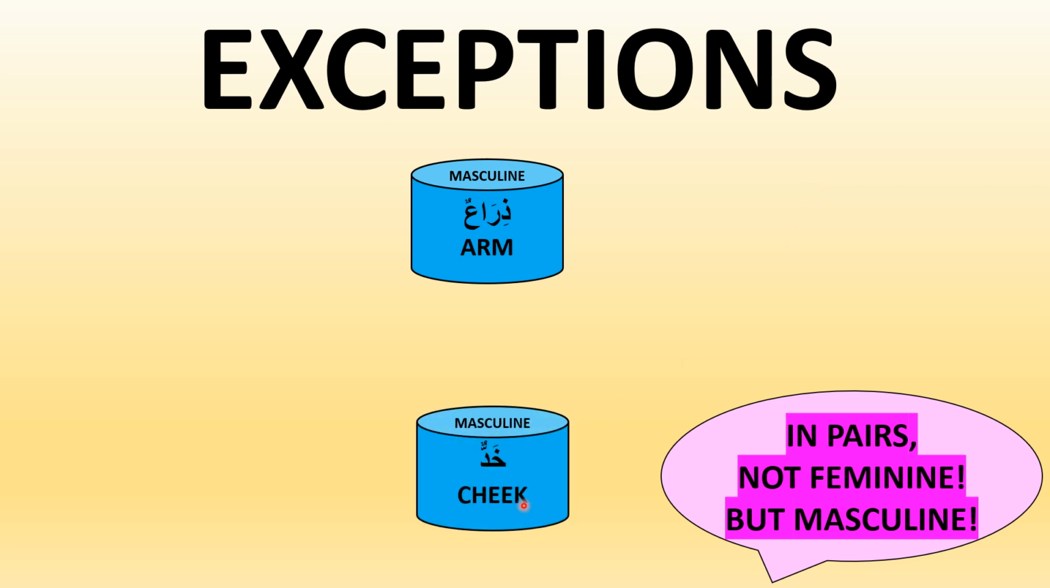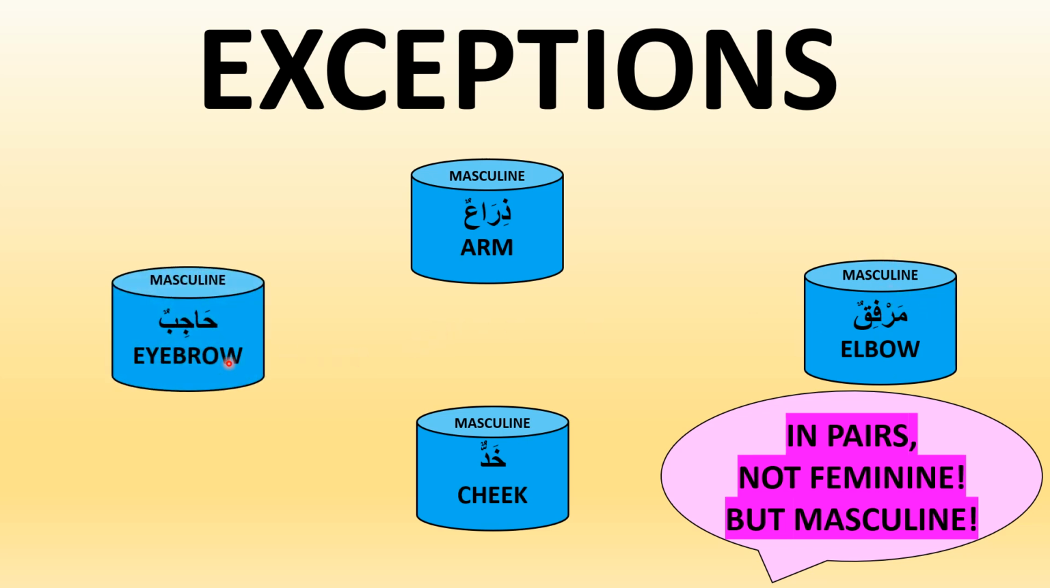Khaddun is cheek. We have 2 cheeks, supposed to be feminine, but it is masculine. Marfiqun means elbow. We have 2 elbows in pairs, supposed to be feminine, it's masculine. Hajibun is eyebrow. We have 2 sets of eyebrows, supposed to be feminine, but we find it to be masculine in Arabic. So these are just examples which are exceptions to the general principle.